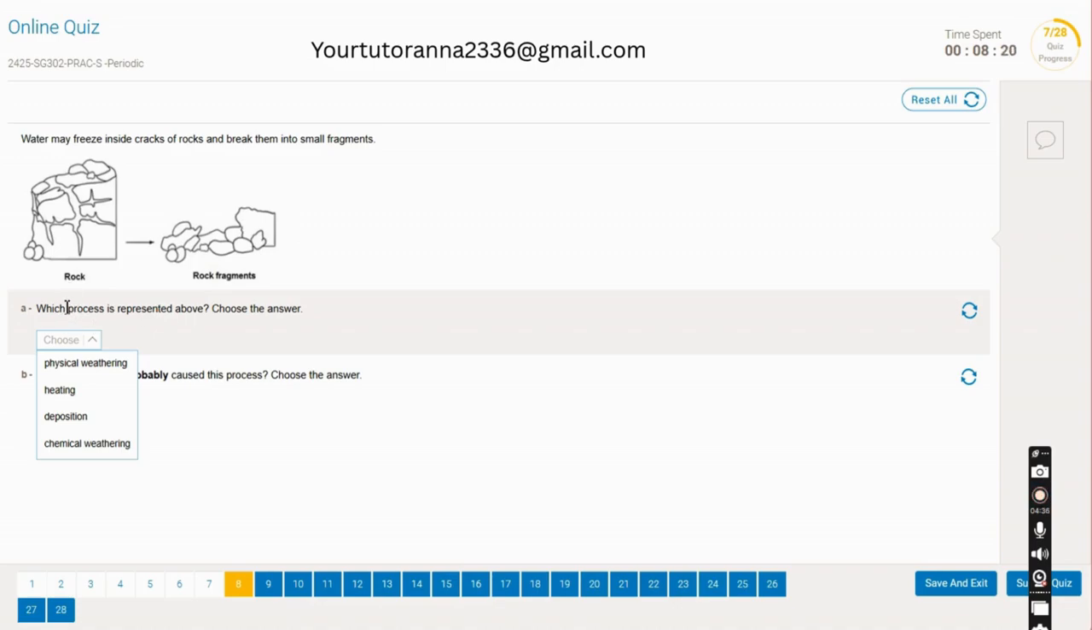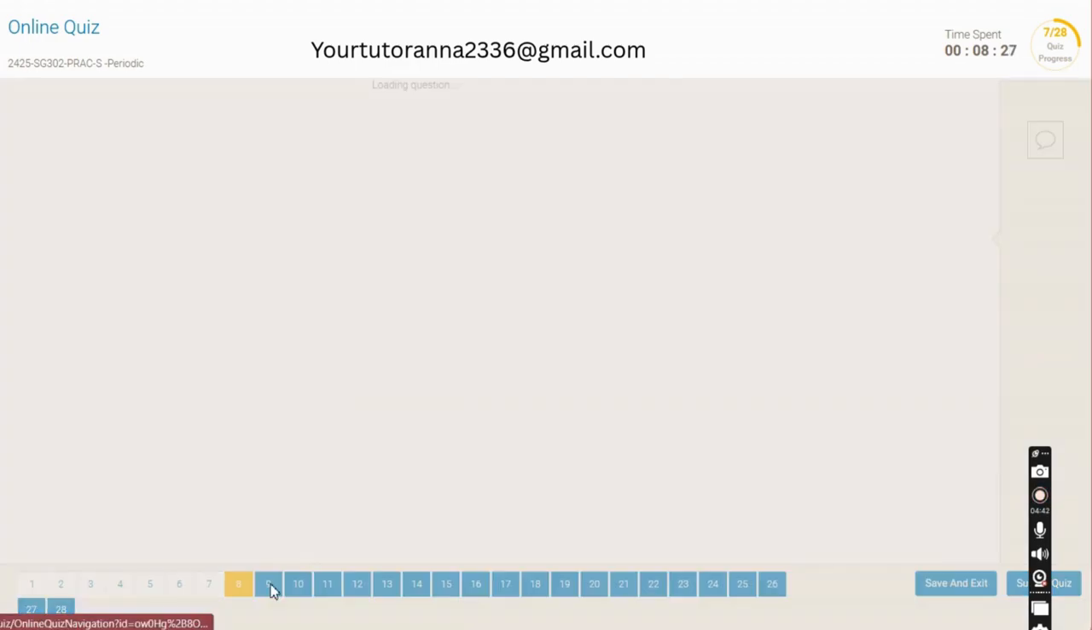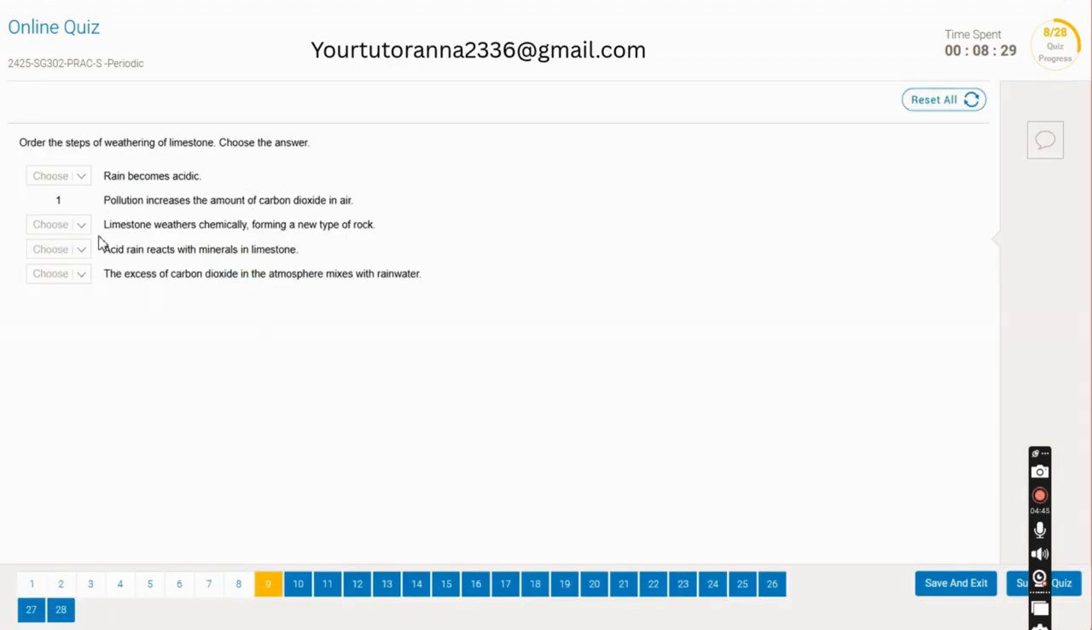So what will this be? This is your physical weathering. And what factor most probably caused this process? Ice. We've also seen in the question, it says ice.